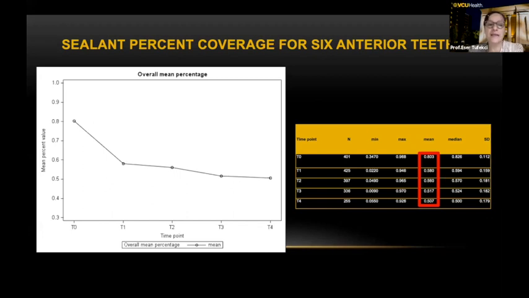So we started at 80%, but at T1, which is 3 months, we went down to 58%. At 6 months, we went further down. The percentage was only 56%. At 9 months, the surface coverage was about 52%. And at 12 months, it was about 51%. So there was a sharp decrease. That infamous 3 months, here we go again, there was a sharp decrease within the first 3 months.